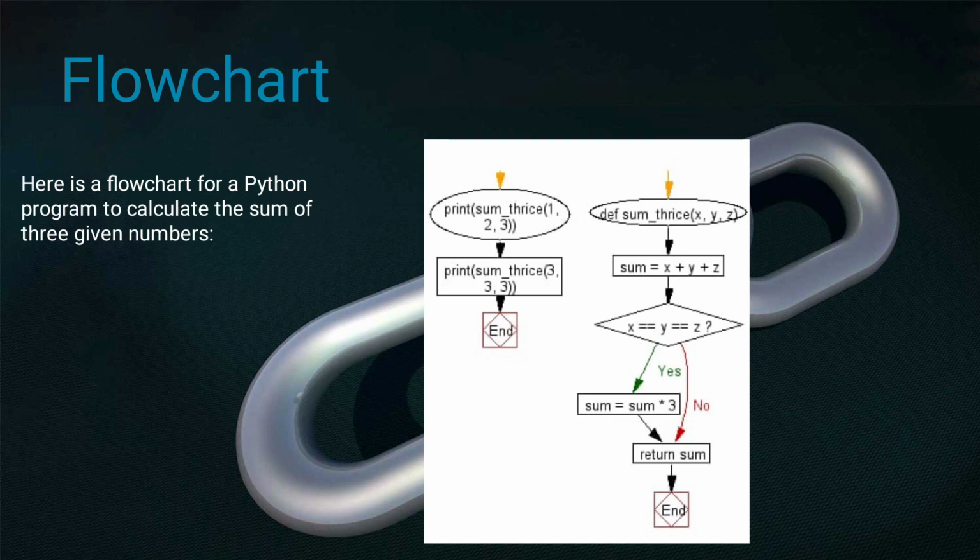Here is a flowchart for a Python program to calculate the sum of the three numbers. This is also the same as the algorithm, but we do not write step 1, step 2 step by step. It has particular shapes and sizes to represent the program.